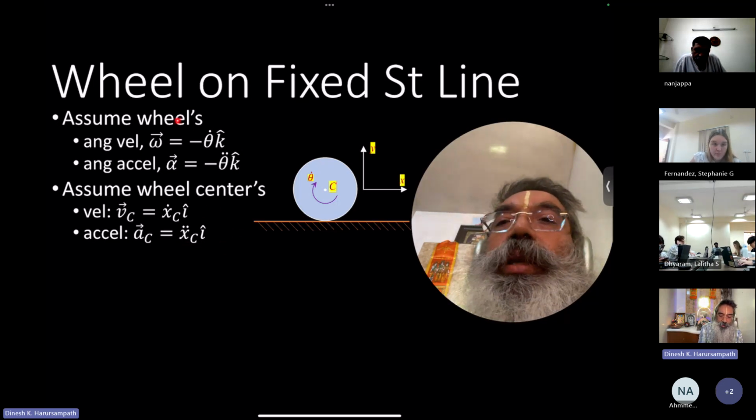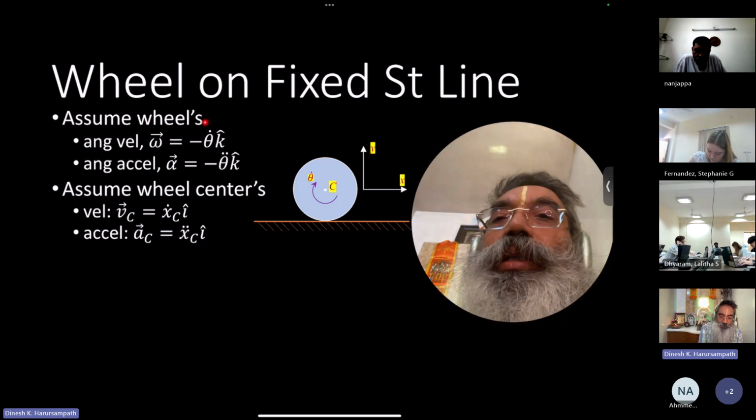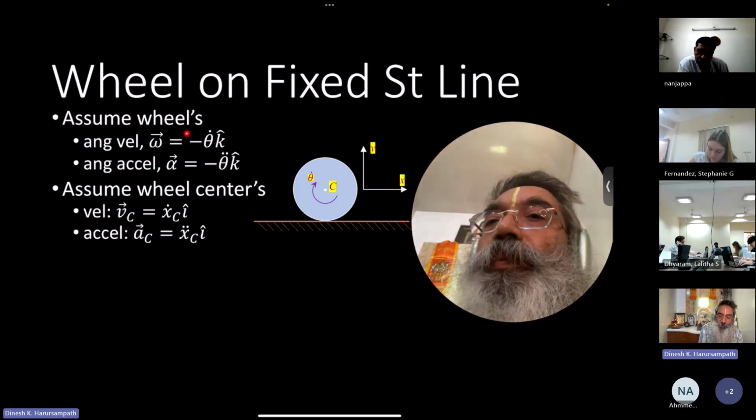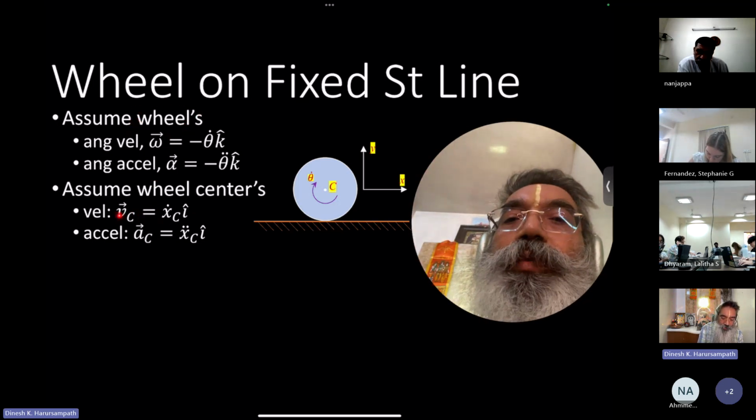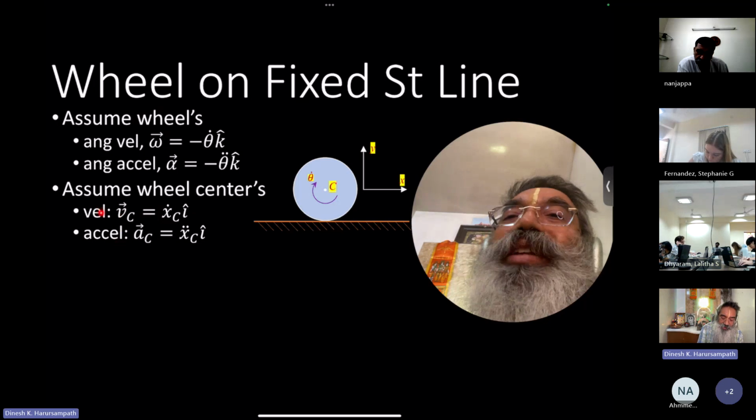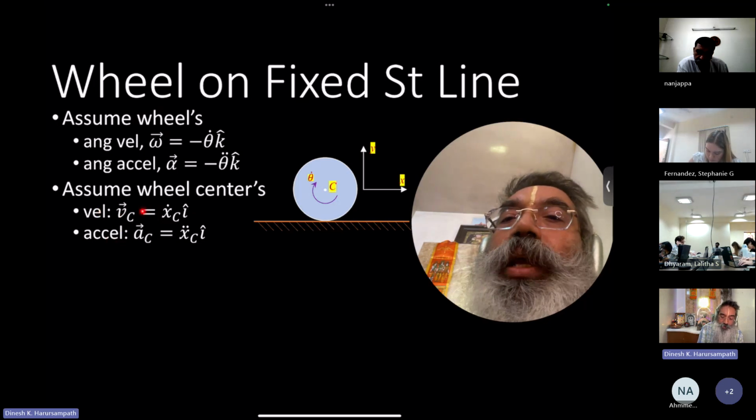Okay, so once again, you can recognize that when I'm talking about omega and alpha, which are angular quantities, namely angular velocity and angular acceleration, it's of a body. That is, I'm talking of a wheel. On the other hand, when I'm talking of velocity and acceleration, which is translational, not angular, then I'm talking of a point, not of the wheel. I'm talking of a particular point on the wheel, which is the center of mass.